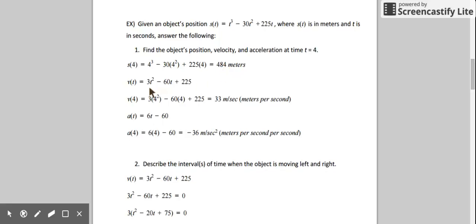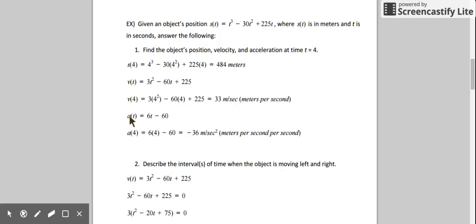To find its velocity at the end of 4 seconds, we could derive the position function and then evaluate it at 4. In doing so, we get 33. And since velocity is describing the rate at which our position is changing relative to time, our units are in meters per second. We are changing 33 meters every second at the end of 4 seconds.